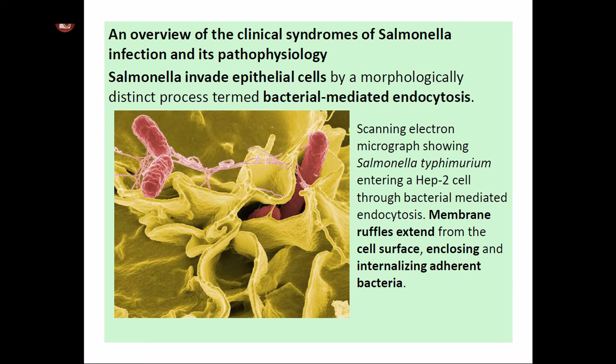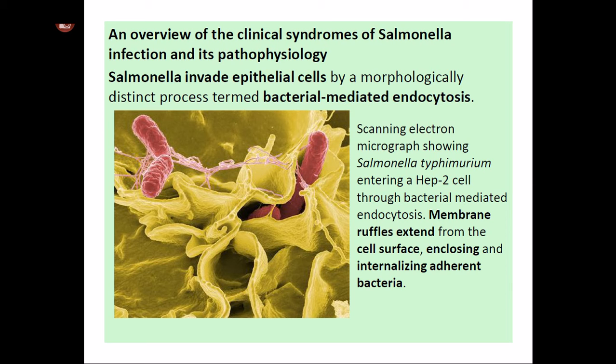Now, Salmonella invade the epithelial cells by morphologically distinct processes called bacterial mediated endocytosis or the directed uptake process. So what is directed uptake? When the bacteria attaches to the intestinal or epithelial cell, it provides some signaling molecules to the epithelial cells and modifies the epithelial cell surface in such a way that it can form a bulge or vesicle-like structure within which it can entrap the bacteria.